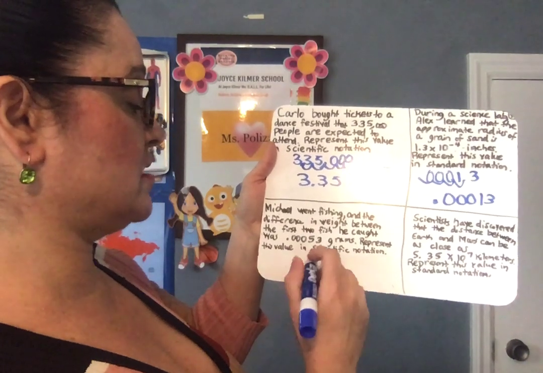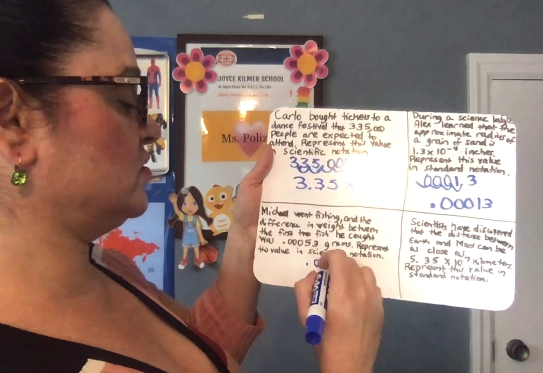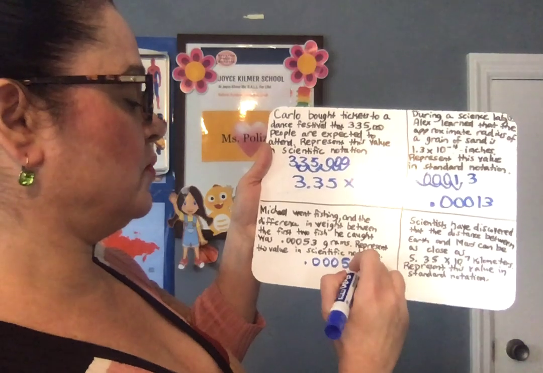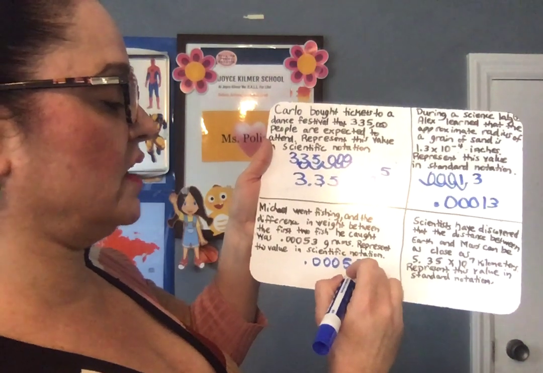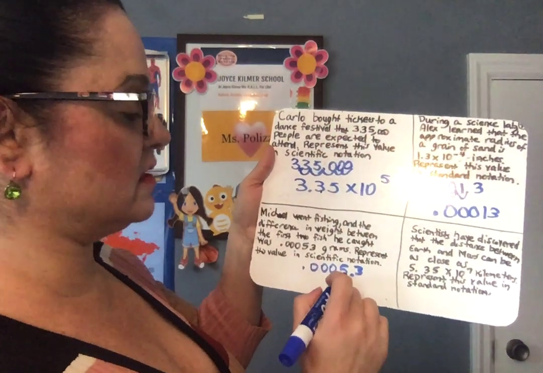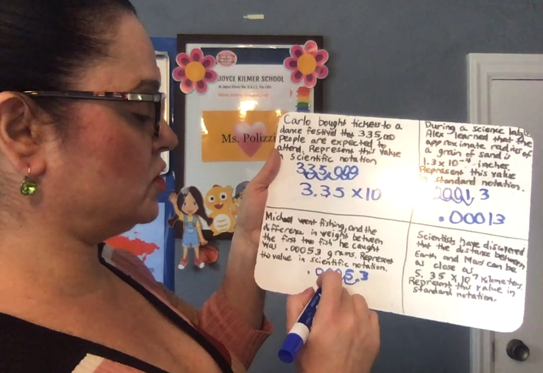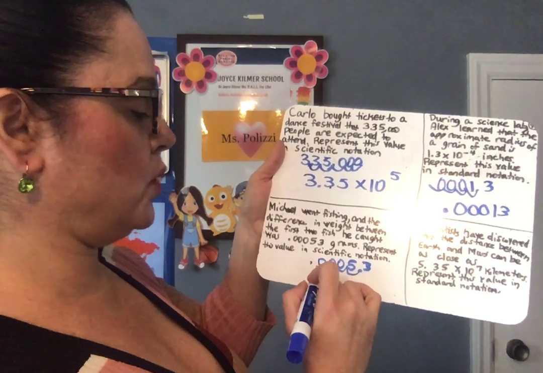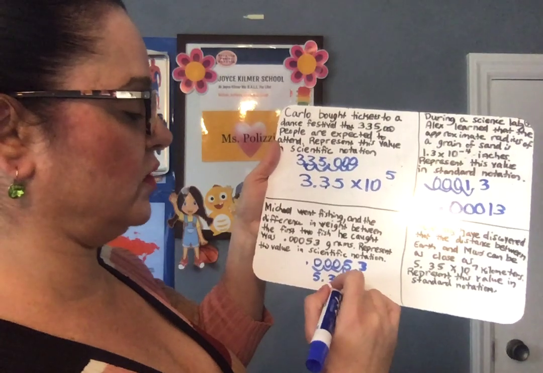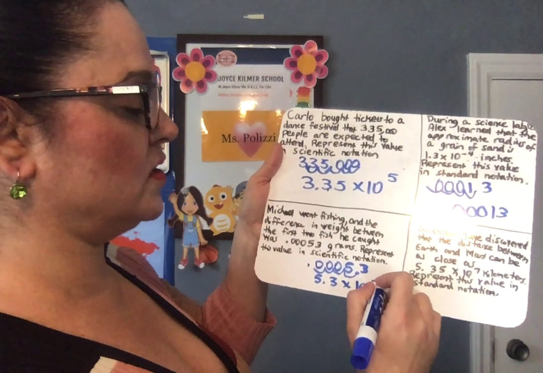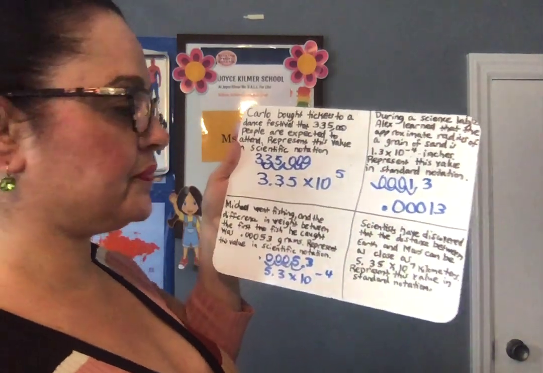Okay. Michael went fishing, and the difference in weight between the first two fish he caught was 0.00053 grams. Represent this value in scientific notation. So let's write this here. Put a decimal in between the 5 and the 3, and because it's a decimal, we'll count left. 1, 2, 3, 4. And we will rewrite this as 5.3 times 10 to the negative 4.